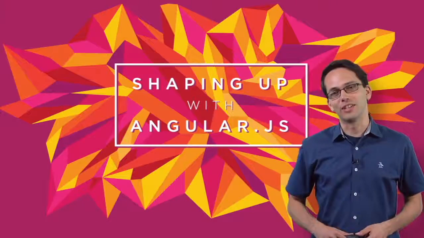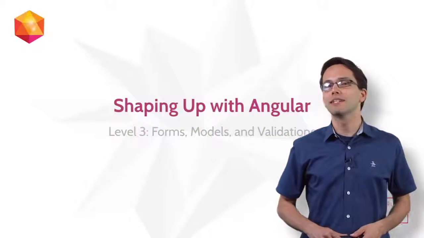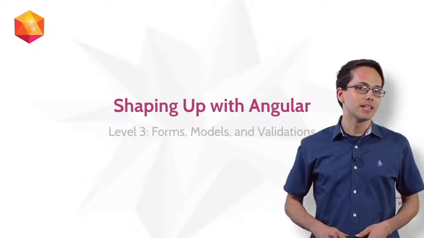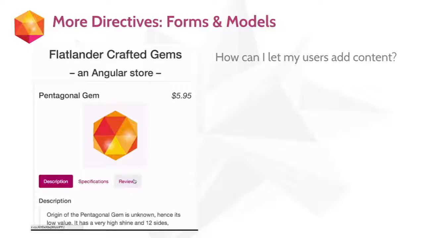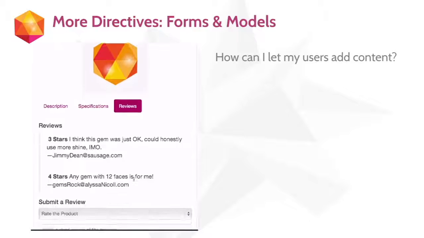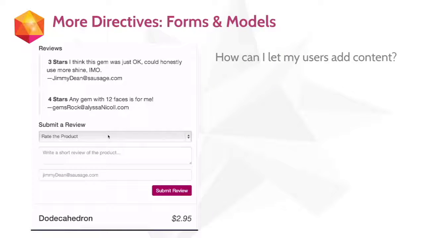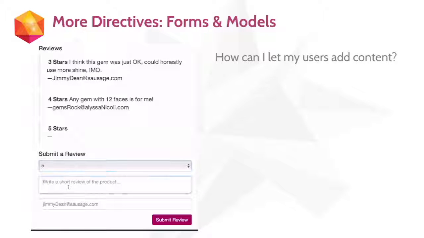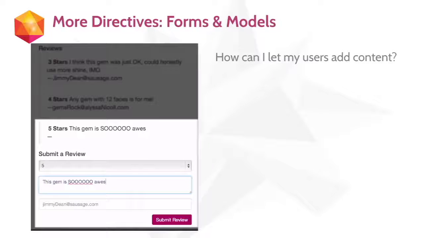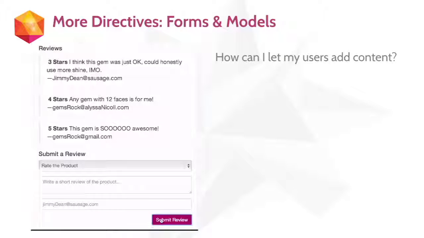You're watching Shaping Up with Angular, and this is Level 3, where we're going to be talking about creating your own form to add new reviews in our case. So here we are back in our store, and you'll notice when I click on Reviews, it lists out all the different reviews for a product, and I can rate the product. As I start typing out the review, it gives me a nice live preview, so I can see what my review is going to look like. When I submit it, the review gets solidified onto the page and my form gets reset. Let's figure out how to do this.